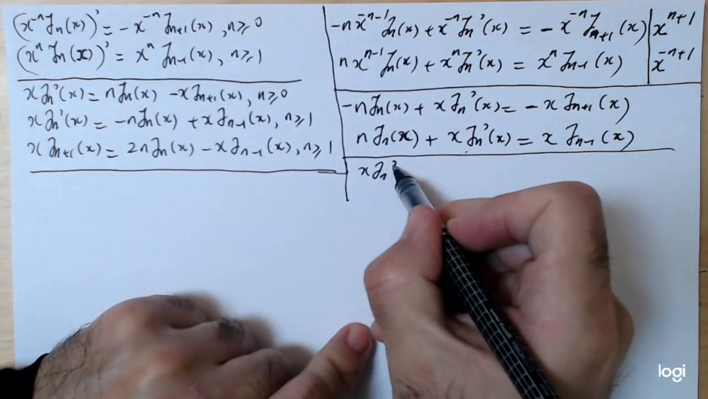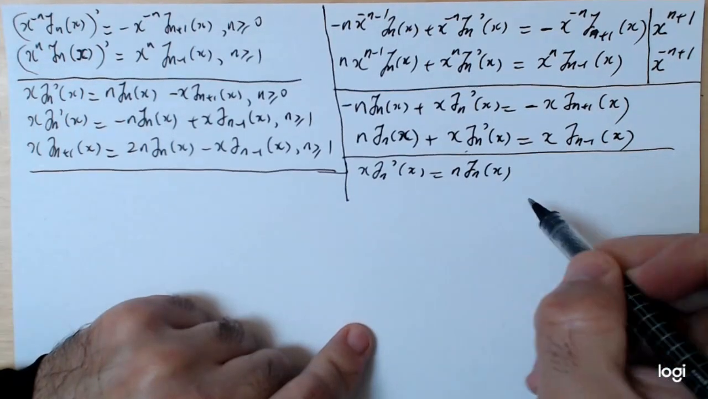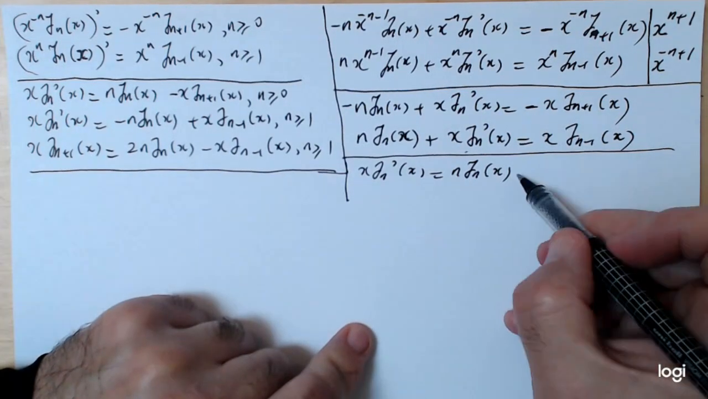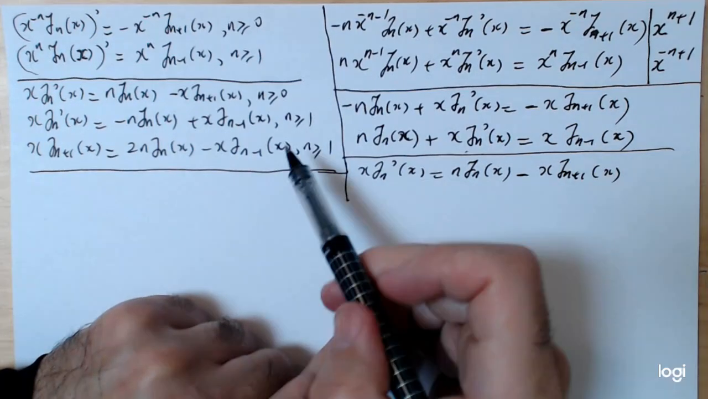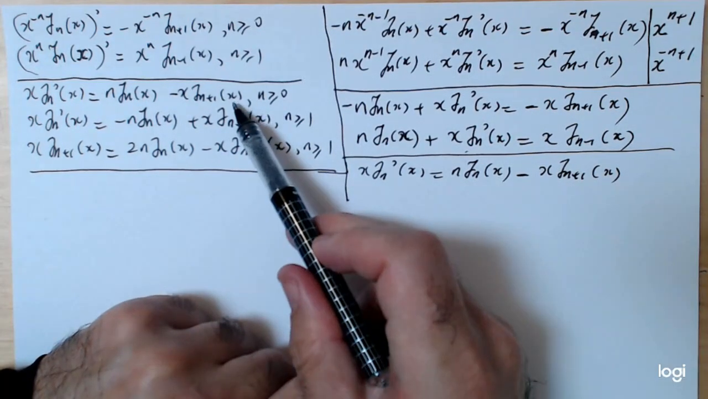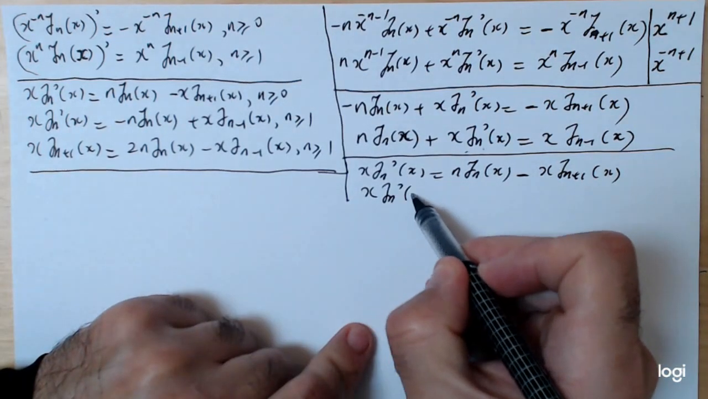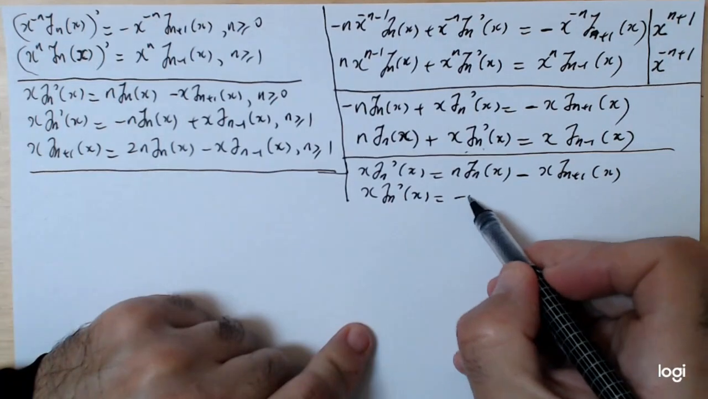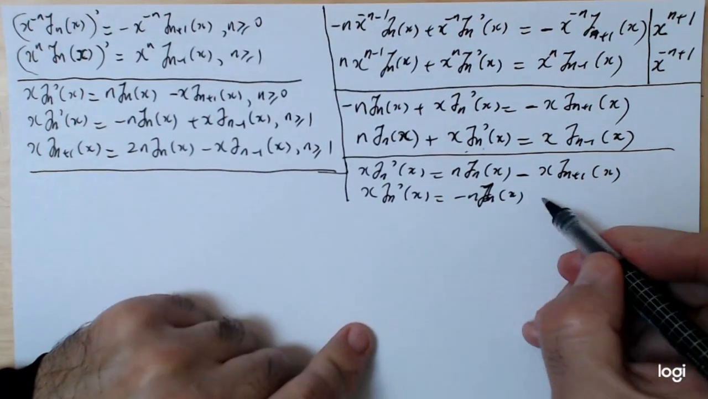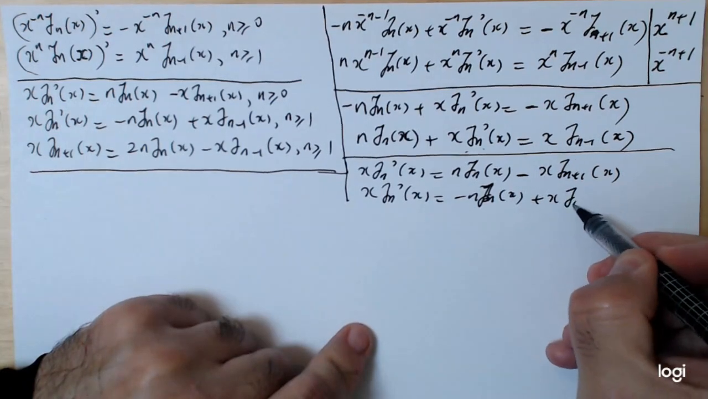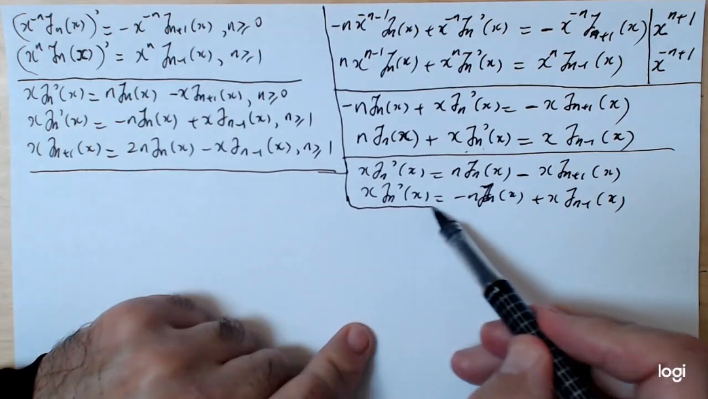So x jn prime of x equals n jn of x minus x jn plus 1 of x, and there it is. And then the last one, x jn prime of x equals minus n jn of x plus x jn minus 1 of x. And that's the fourth formula over here.